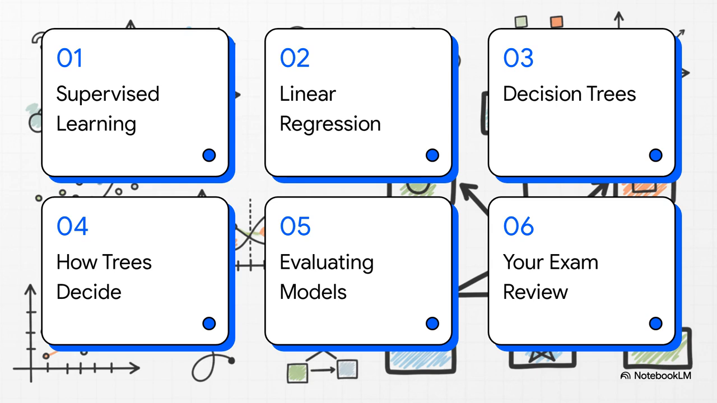Okay, so here's what we've got on tap. We're going to start with the big picture, supervised learning. Then we'll get into our two main tools, the straight line approach and the branching path. We'll even peek under the hood to see how they actually make decisions, figure out how to grade their performance, and then we'll wrap it all up with a quick exam review.